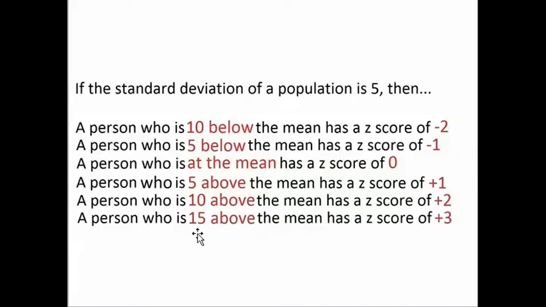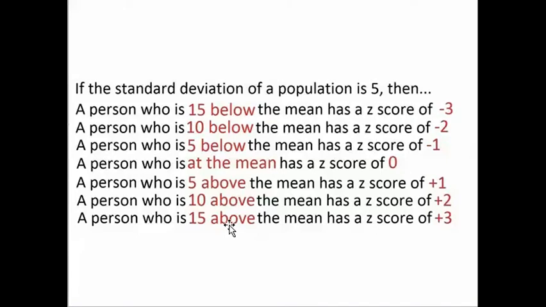A student who's 15 above the mean would have a z-score of +3 because that student would be 3 standard deviations above the mean. If you start at the mean of the class and you go up by 5, you go up by 5, and you go up by 5 again, then you've reached this student right here, who's 3 standard deviations above the mean.